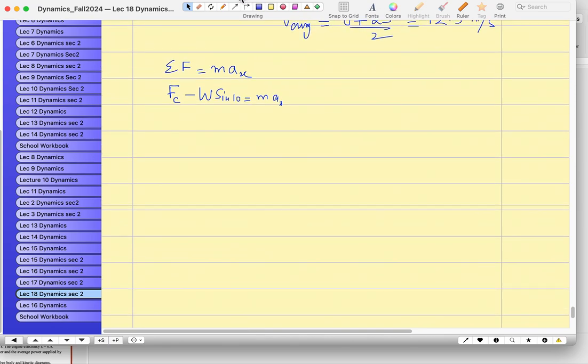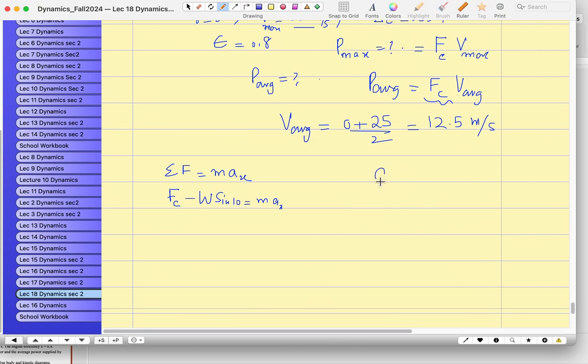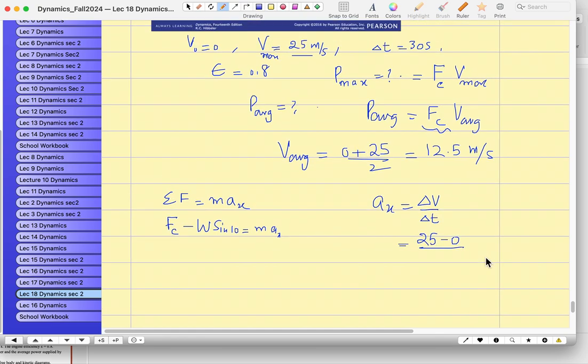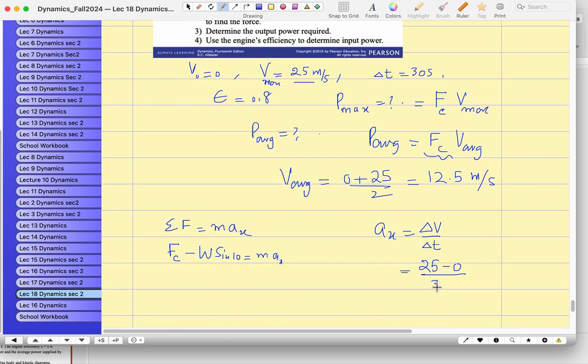But I don't know what the acceleration is, but I can find out. Acceleration is the rate of change of velocity. 25 final minus initial zero, divided by time. How much time? It took 30 seconds to reach that velocity. So 8.33 meters per second squared. That's very high acceleration.